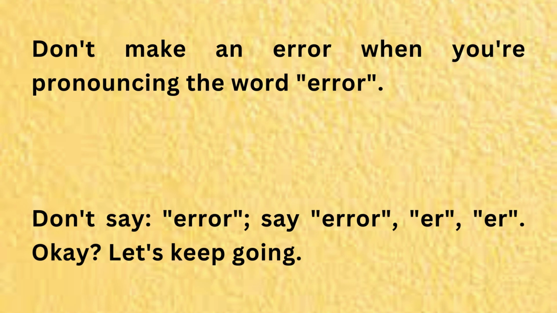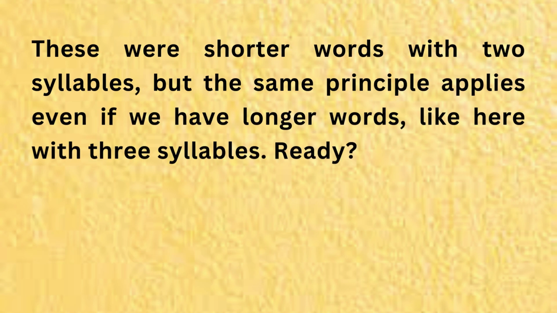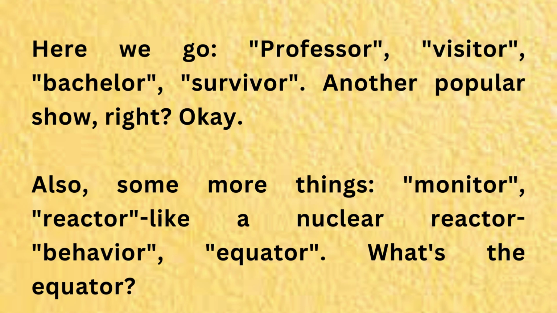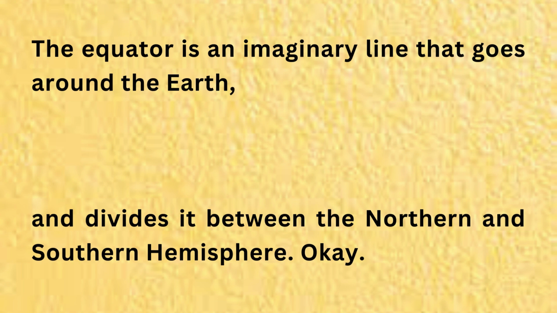Okay? Let's keep going. These were shorter words with 2 syllables, but the same principle applies even if we have longer words, like here with 3 syllables. Ready? Here we go. Professor, visitor, bachelor, survivor. Another popular show, right? Okay. Also, some more things. Monitor, reactor, like a nuclear reactor, behavior, equator. What's the equator? The equator is an imaginary line that goes around the Earth and divides it between the northern and southern hemisphere.